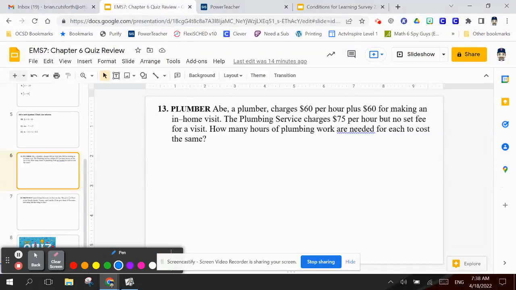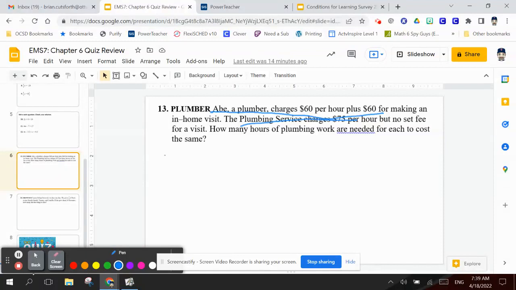Number 13 says Abe, a plumber, charges $60 an hour plus $60 for making an in-home visit. The plumbing service charges $75 an hour, but no set fee for a visit. How many hours of plumbing work are needed for each to cost the same? So Abe the plumber, he's going to charge $60 for 1 hour plus $60 for the home visit. And the plumbing service goes to $75.